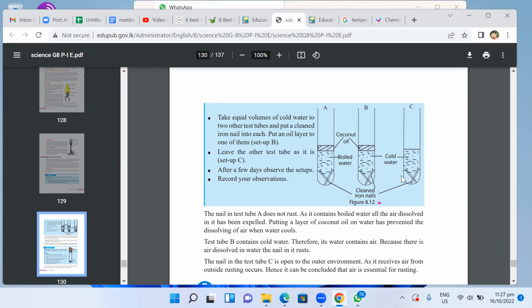What's the difference between the boiled water and cold water? Why are we using 2 kinds of water there? Why boiled water and why cold water? Any reason? What do you think? Why are we using boiled water? Don't look at the note. Without looking at the note, can you tell me? Yes. What will happen when you boil water?